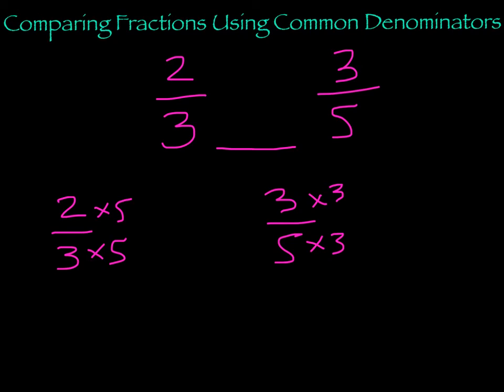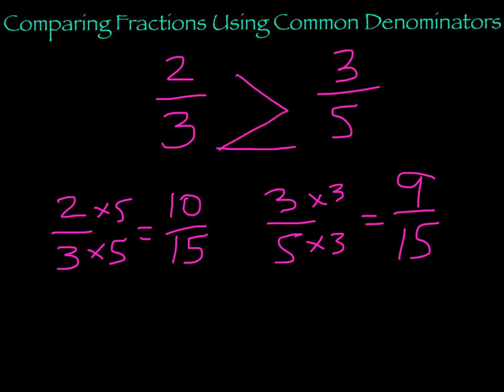When we do this, we get 10/15 is the same thing as 2/3, and we get 9/15 for 3/5. We can see pretty quickly and easily that since 10 right here is bigger than 9, which is right here, 2/3 is the bigger fraction of the two. So 2/3 is greater than 3/5.